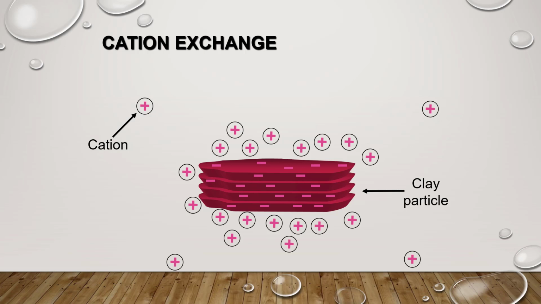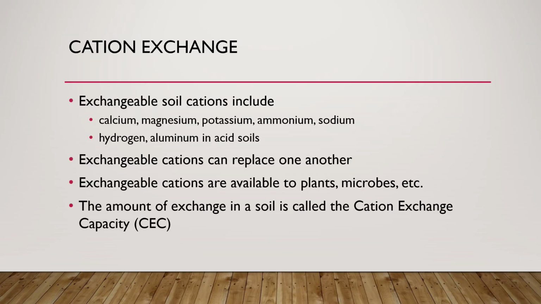So here's just a picture of a clay particle with all of these cations floating around, and they should attach themselves to the clay particle. Exchangeable cations include calcium, magnesium, potassium, ammonium, and sodium, and in acidic soil, hydrogen and aluminum are included here. Exchangeable cations can replace one another. Exchangeable cations are available to plants, microbes, etc. And the amount of exchange in a soil is called cation exchange capacity.